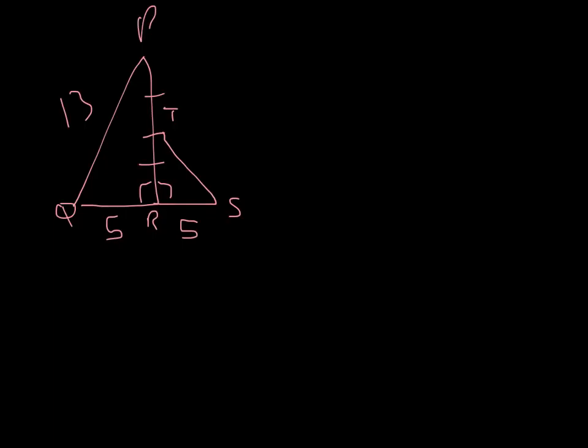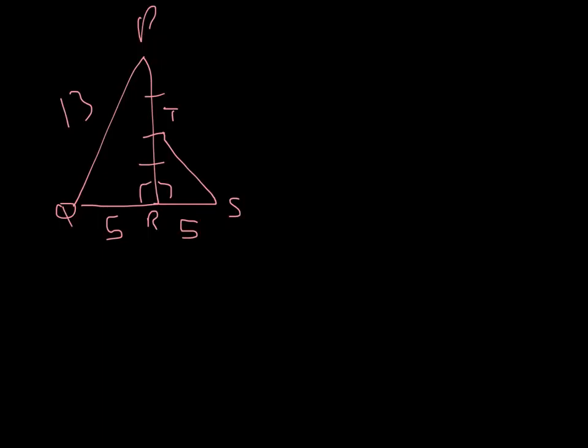Yeah, 13 and 5. So for triangle PQR, I know 13 and 5. The question is, do I know H or don't I know H? Do I know the hypotenuse or don't I? I do. 13 is the long side of this triangle. It's the one that's across from the right angle, which means 13 is H.